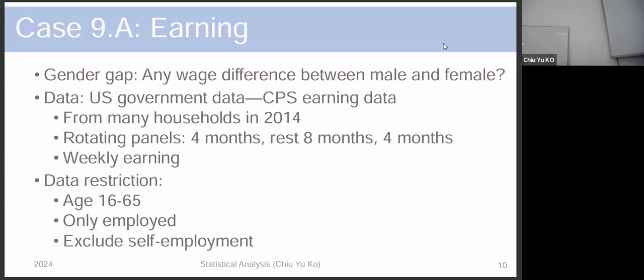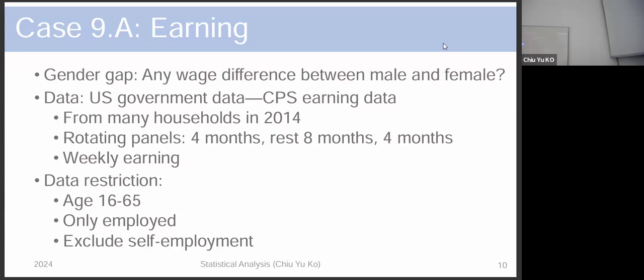This is government data. They follow many households. They look at them for 4 months, take a rest for 8 months, and then another 4 months. Probably you will ask why they do that. One reason is that people have job turnover. Sometimes they don't have a job, right? So you stop a little bit, and then that will be more accurate. And they look at the weekly earnings.